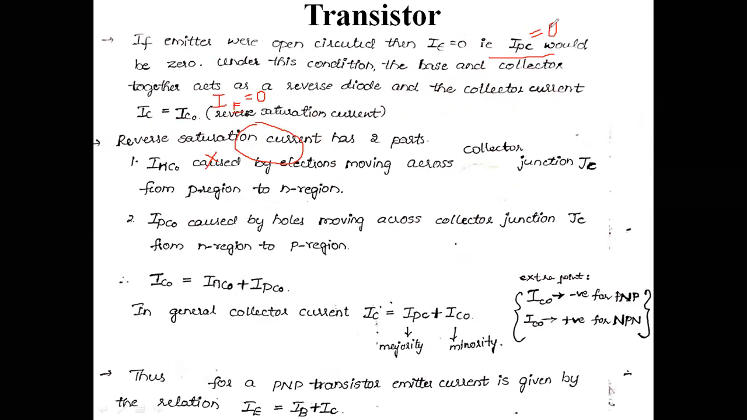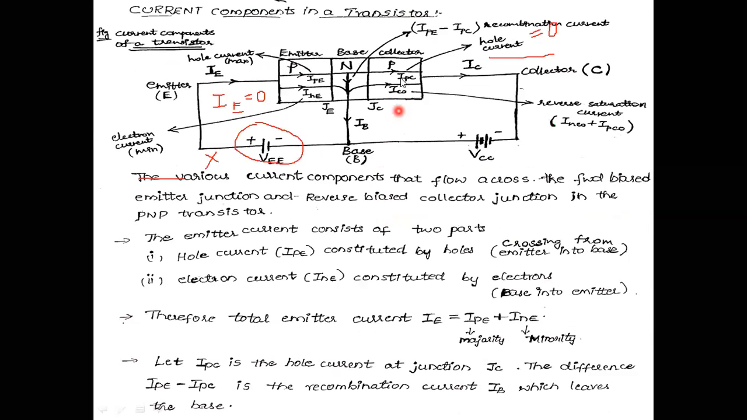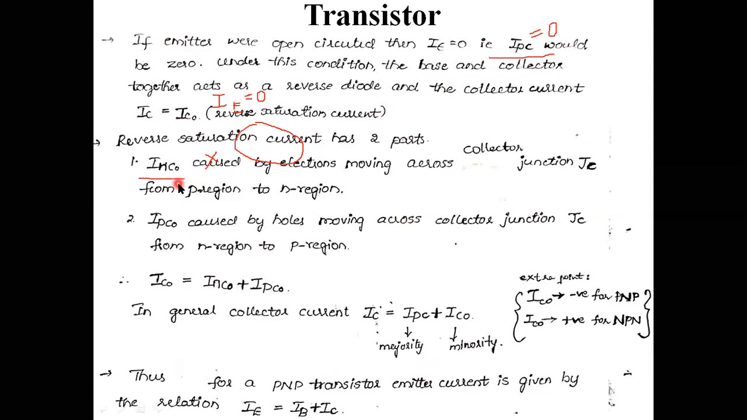అప్పుడేమవుద్ది, and only reverse saturation currents remain there, that is IC naught. Reverse saturation current has two parts. Those two parts are INC naught, caused by electrons moving across the collector junction JC from P region to the N region. INC naught ఎట్లా వస్తుంది, from P region నుంచి N region కి వెళ్ళేటప్పుడు I am going to acquire some flow of current, that is given by INC naught.